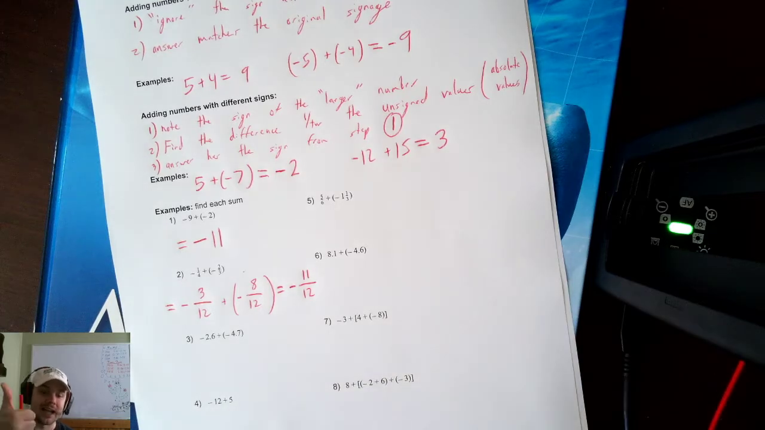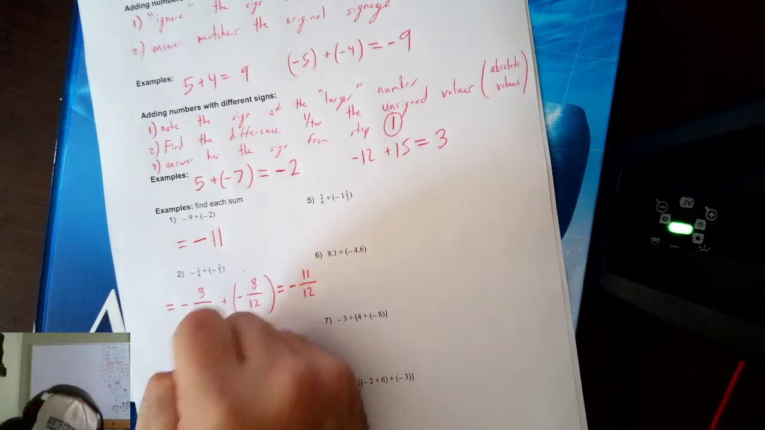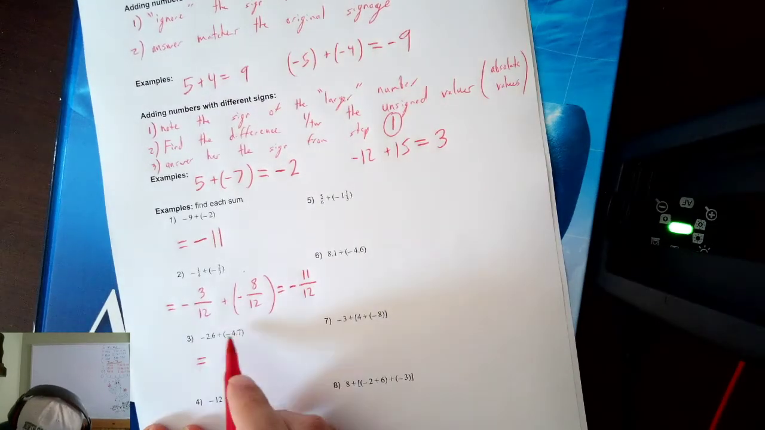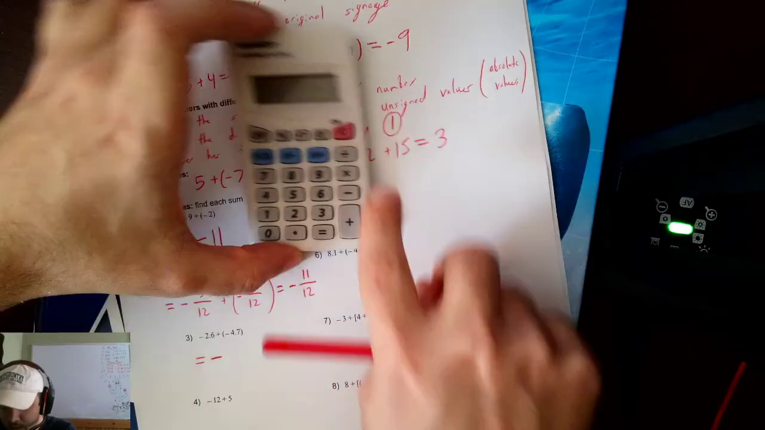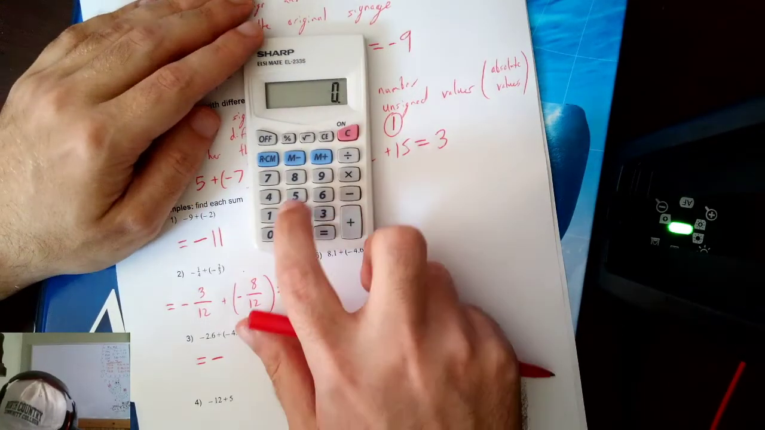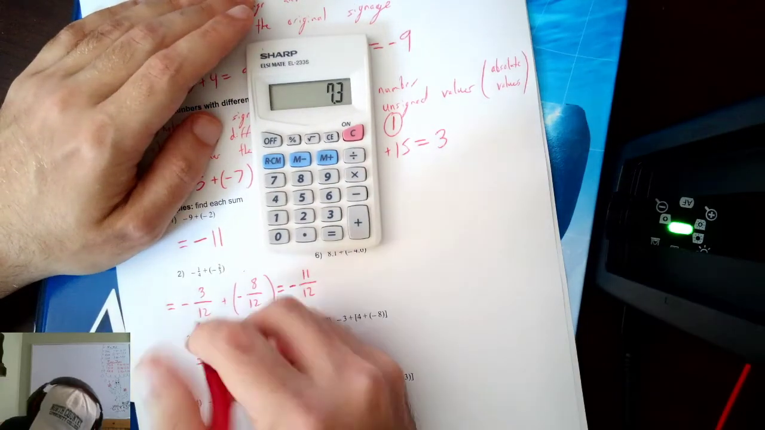Notice I treated the denominator, the signs, and the addition all separately. I worked through each chunk in part. Now, negative 2.6 plus negative 4.7, these have the same sign, don't they? So my answer is negative. Now, maybe I'm bad at adding decimals, right? Well, 2.6 plus 4.7, those make 7.3.